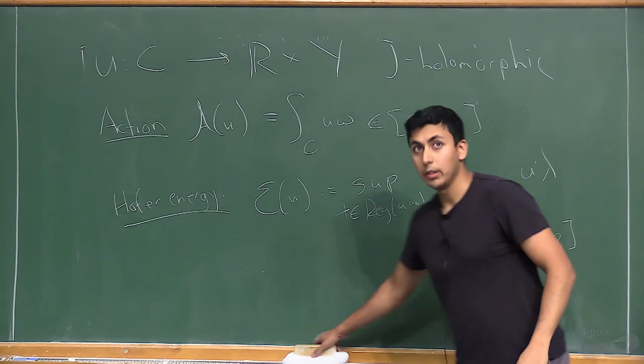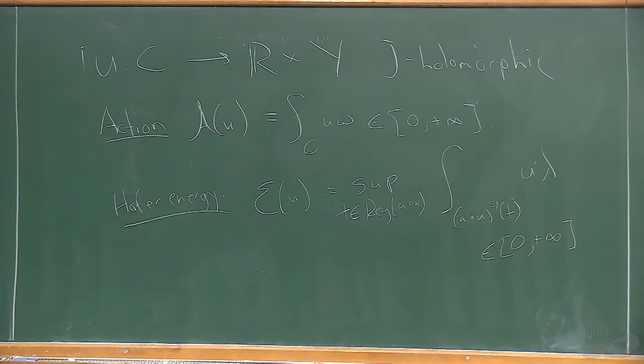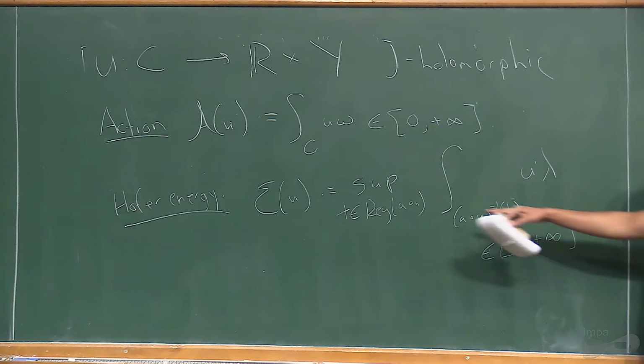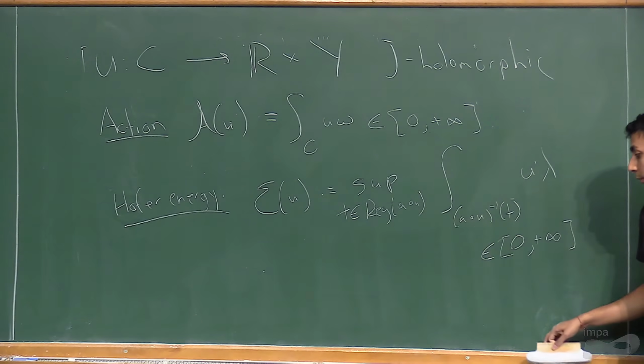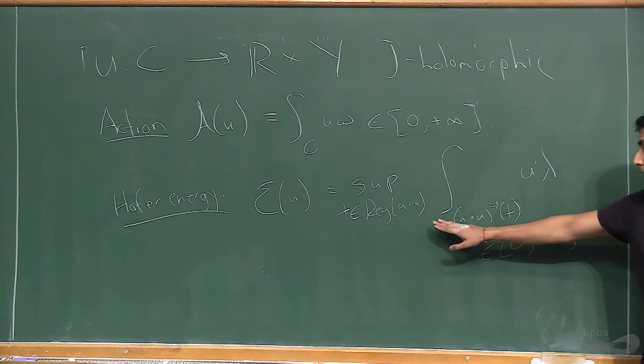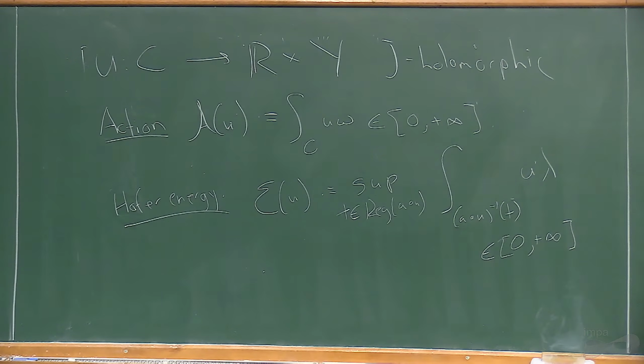Okay. And so what's the importance of these two quantities? So the Hofer energy was discovered by Hofer, and he showed in his classical 1993 paper that when both the action and the Hofer energy are finite, then a holomorphic curve of that form will actually limit off to infinity to periodic orbits. Okay. And the action I want to talk about in a little bit more detail.